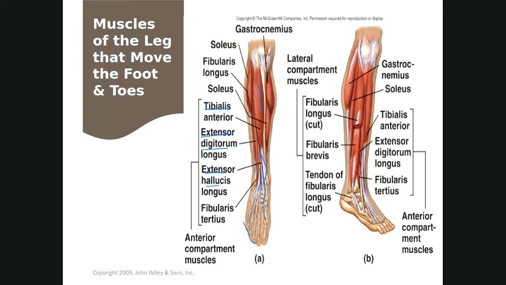Laterally, we only have 2 muscles. The fibularis longus, in this image it's cut, it's most superficial, and then underneath it would be the fibularis brevis, which you can see in here.